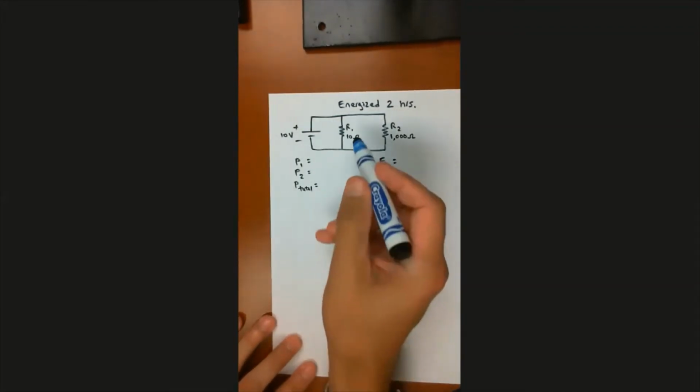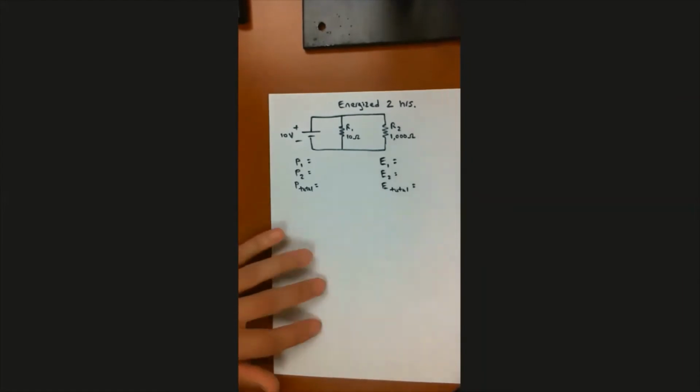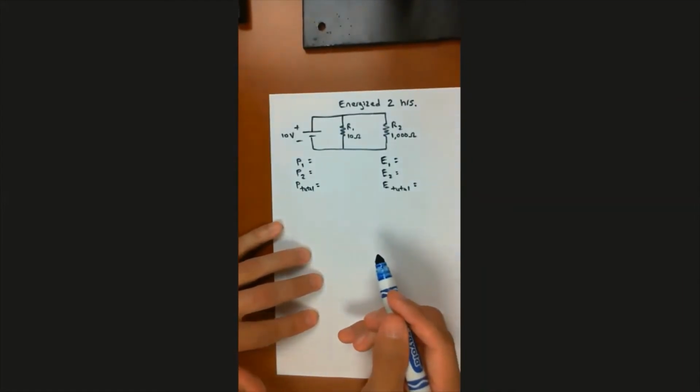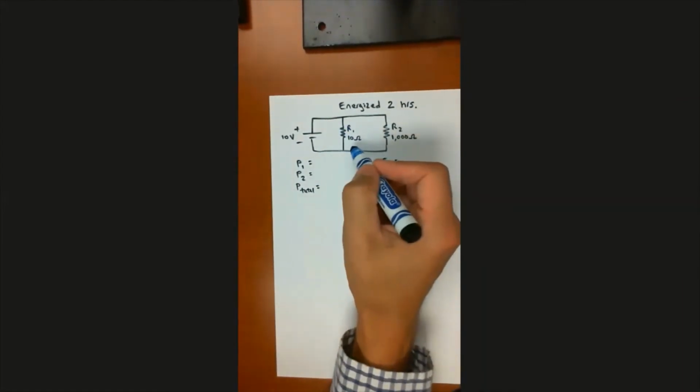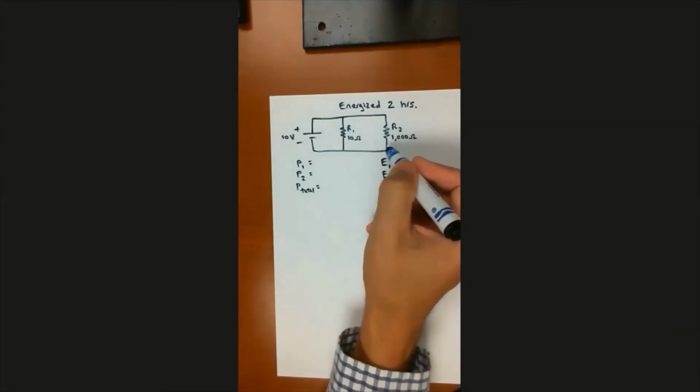So first of all, study this circuit for a minute. Think about what this circuit represents. And of course, we know this is a parallel circuit where we've got these two resistors in parallel. What do we know about parallel circuits? We know that the voltage drop across them has to be the same.